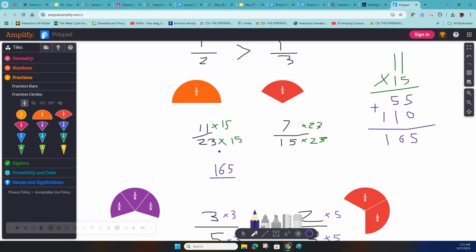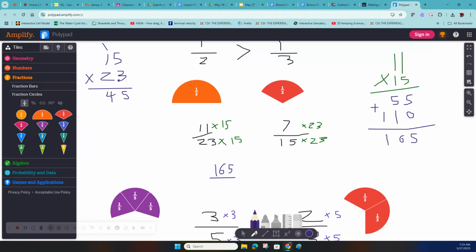This is going to be an ugly fraction, but that's okay. 23 times 15. Or 15 times 23. Does not matter. That's a commutative property, remember? You can go 15 times 23 or 23 times 15. Doesn't matter. 3 times 5 is 15. Carry the 1. 3 times 1 is 3, plus 1 is 4. Now, isn't this kind of cool? That's what I love about math, is that different units are all tied together. I mean, we're talking fractions, but here we are doing multiplication.